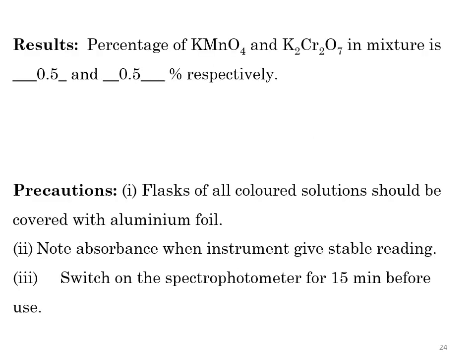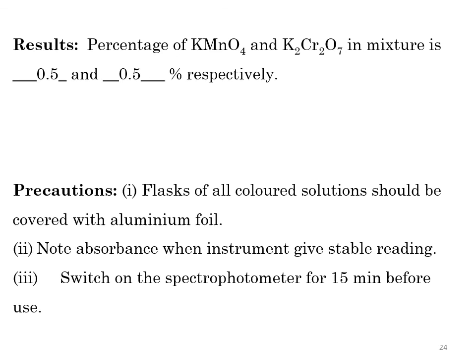In the end, the students have to write the result of the experiment. So it will be written that percentage of KMnO4 and K2Cr2O7 in the mixture is 0.5 and 0.5% respectively. The last point while writing any experiment is precautions.